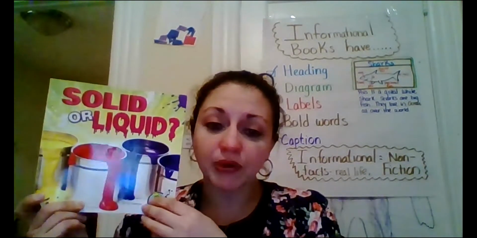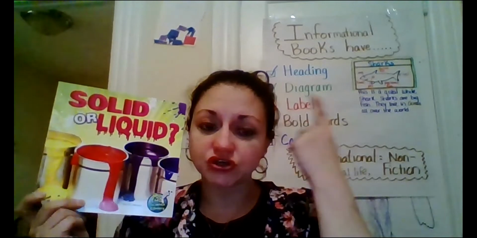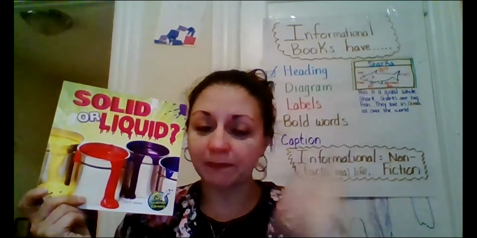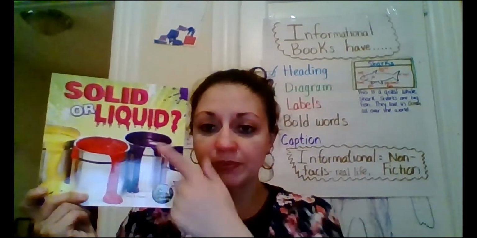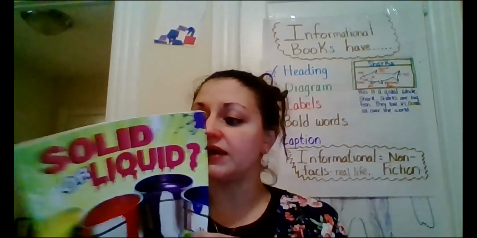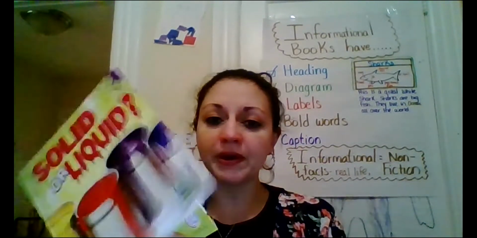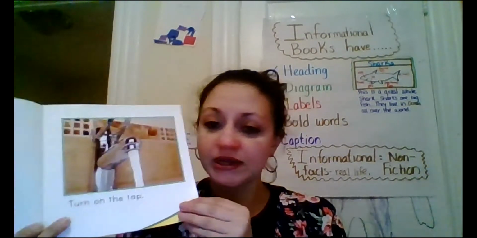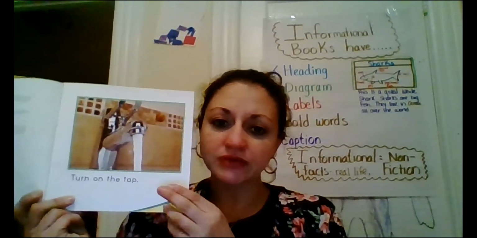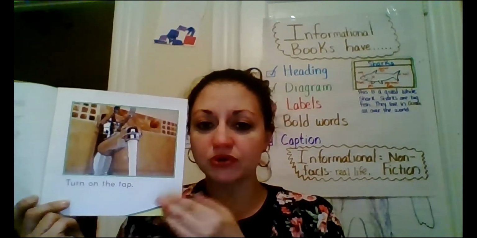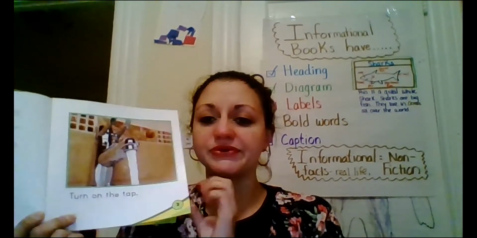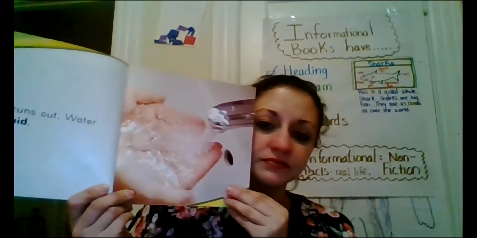We're not going to read the book. We just want to look for the features, or the little components, the parts of the informational book to see if this matches. Okay, so here we go. Let's open up our book, and I'm going to turn the page. Now I see pictures, but I don't see any diagrams yet. I don't see any bold words. I don't see any labels yet. Let's turn. Okay, still the same thing.